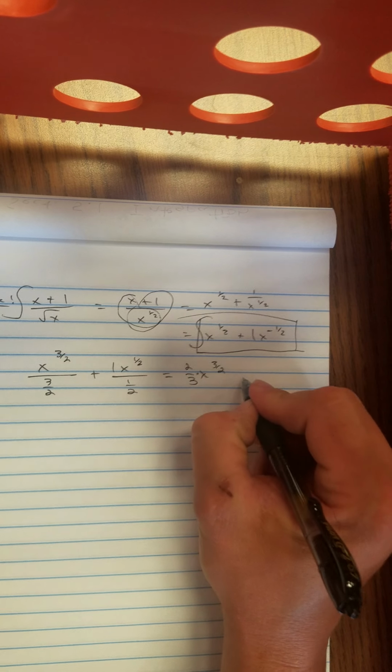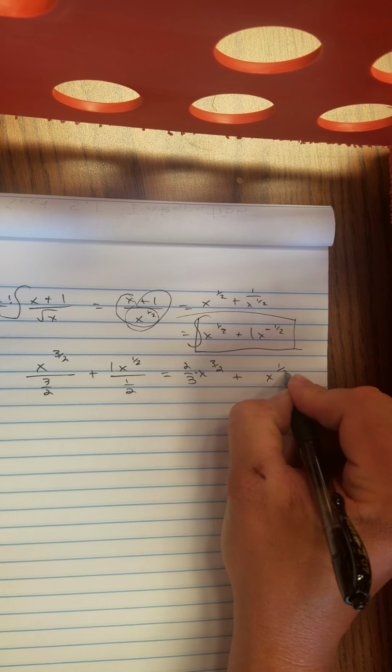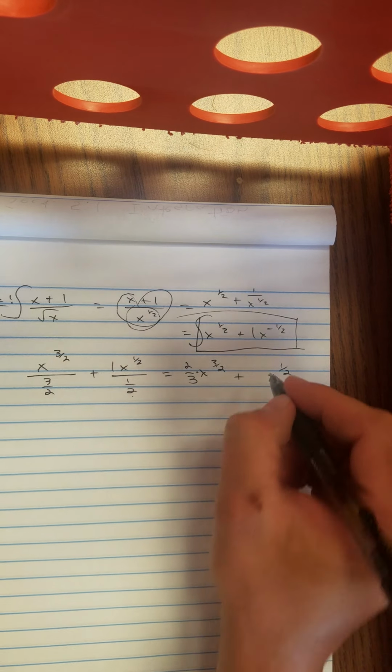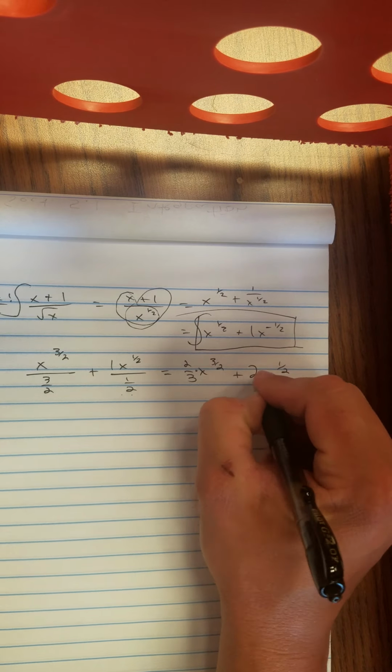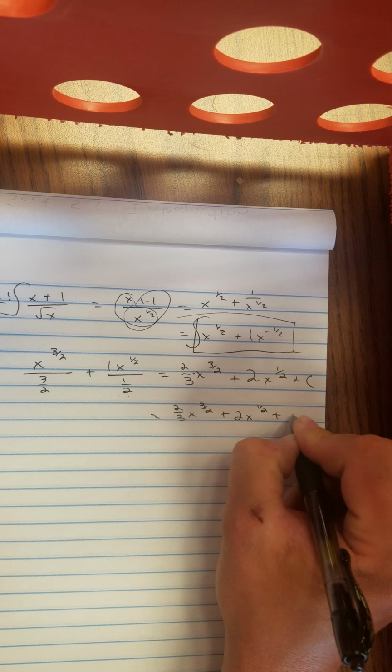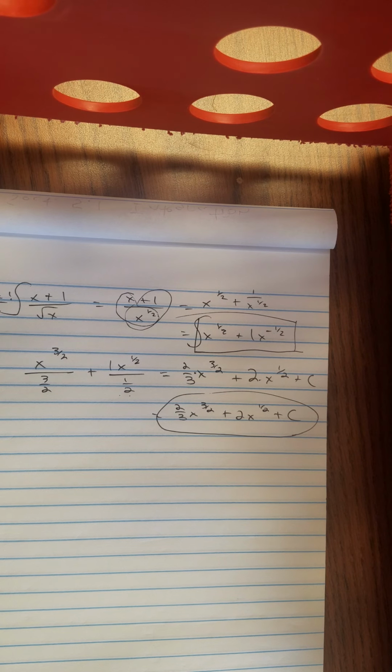Similar here, plus x to the 1/2 power, but instead of divided by a half, it's multiplied by the reciprocal. What's the reciprocal of 1 over 2? That would be 2 over 1, or just 2. Don't forget your plus c. If I just rewrite this nicely, 2/3 x to the 3/2 power plus 2x to the 1/2 power plus c. That's how we're going to leave all of our answers today. We're going to leave it all with positive exponents.